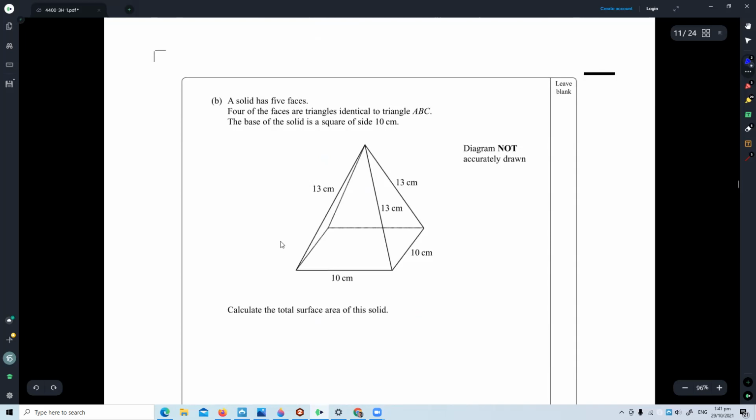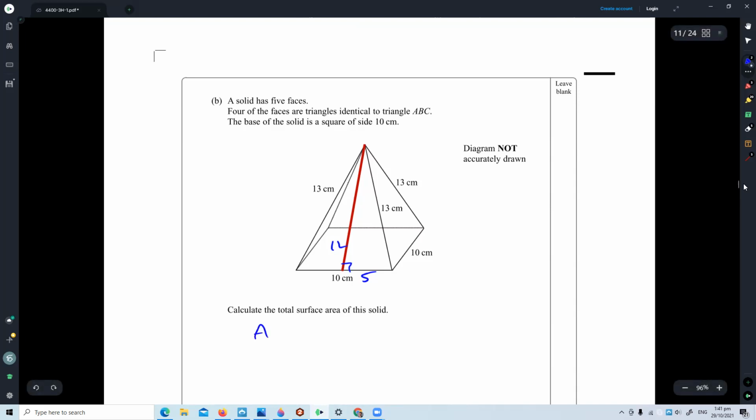Part B, a solid has 5 faces. And notice that it's part B, so you already know from part A. When you see a part B to a question, you should always think that part A is relevant. So it's saying that it's similar to the triangles from earlier. So you know this is 12 and you know this is 5. And you need the total surface area. So this solid is split into triangles and it's also split into a square base at the bottom.